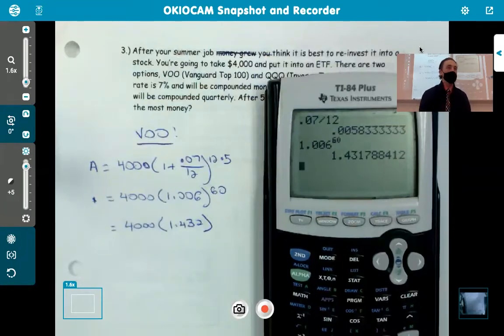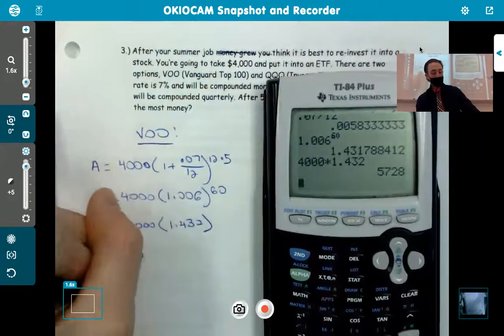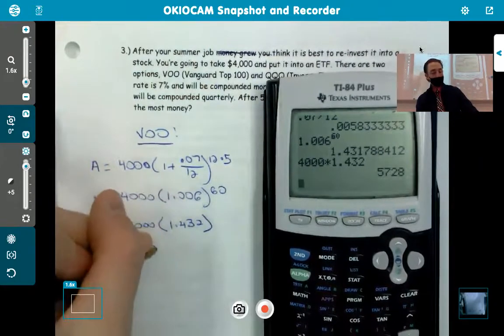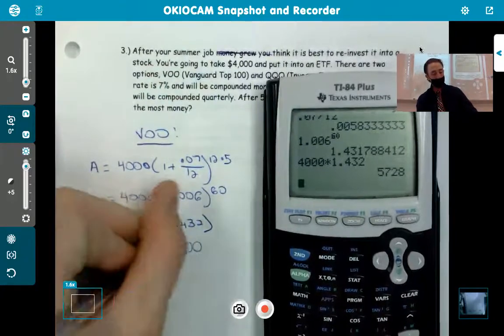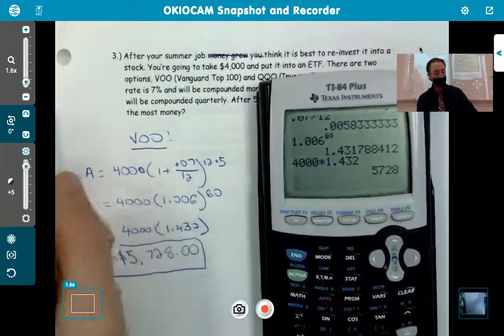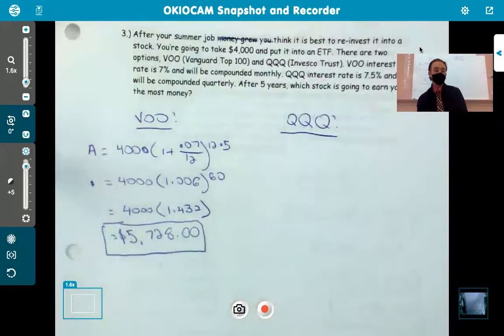Everybody with me so far? Any questions? So now multiply those 2 numbers together. And after 5 years, I got $5,728.00. All right. Any questions so far?